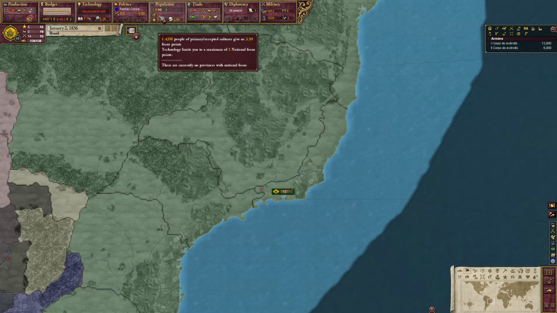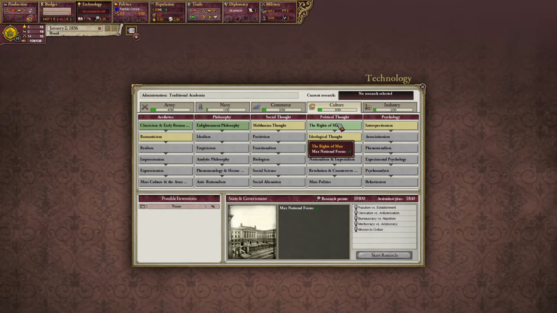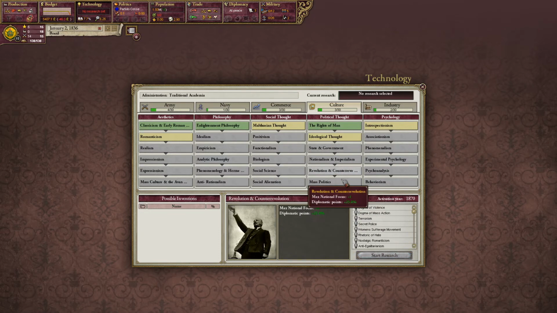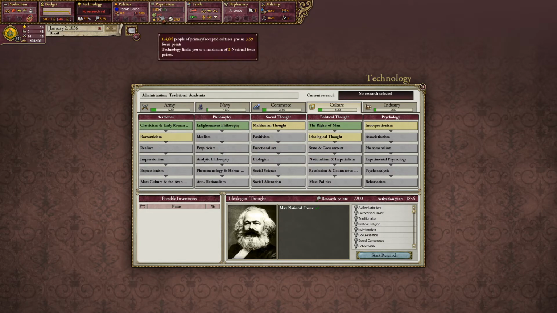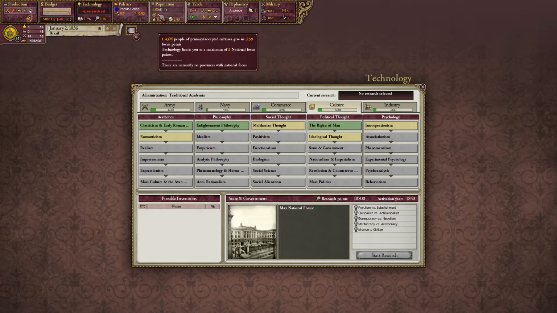However, as you can see, we only have 2, and that is because our technology limits us. If we go over here to technology under culture and political thought, these technologies give us additional max national focuses. For example, if you research ideological thought, we'll get a 3rd national focus to use. However, if we research state and government, we could get a 4th if our population rises, but we won't have it until that hits 4. We need more people, basically.